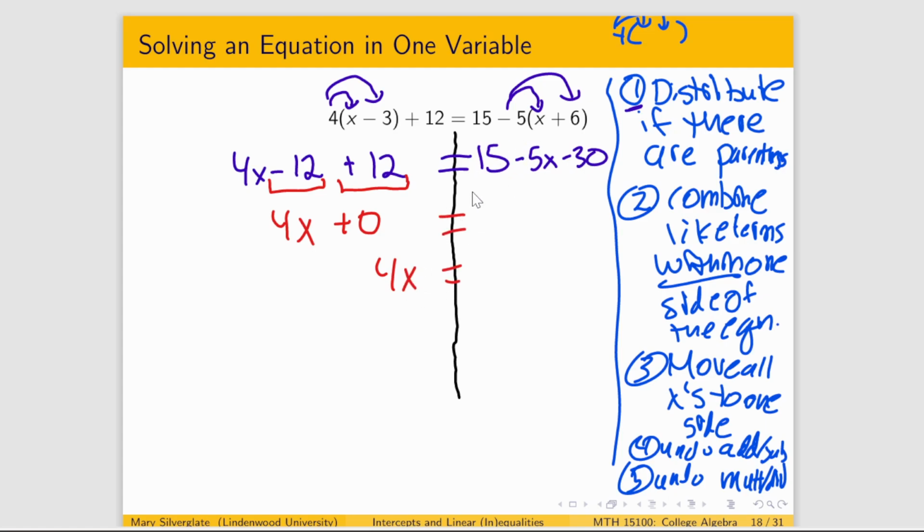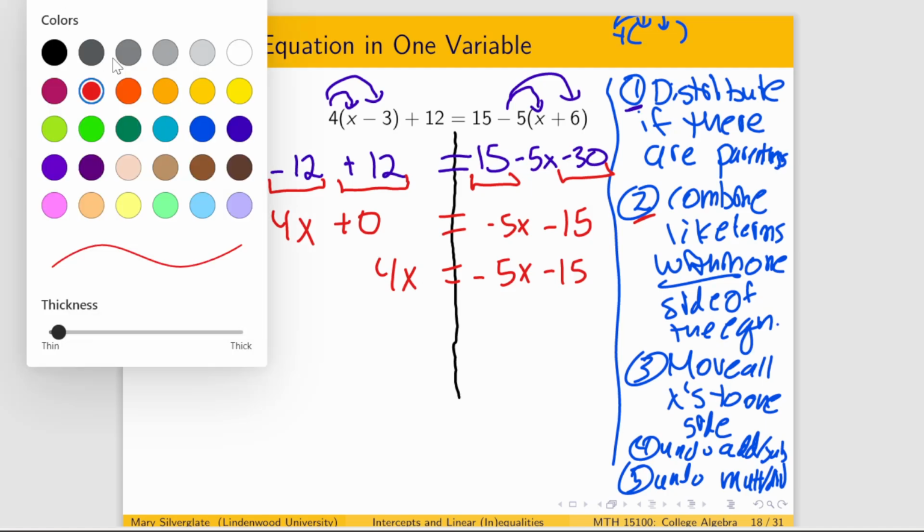And similarly, on this other side, I have a +15 and a -30 that are like terms. +15 plus -30 gets me -15, and then I also want to drop down that -5x. And now I have combined like terms.